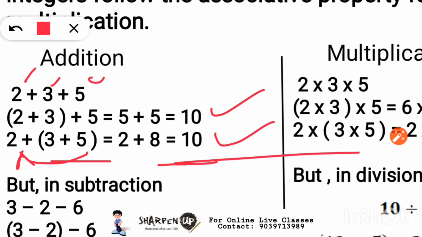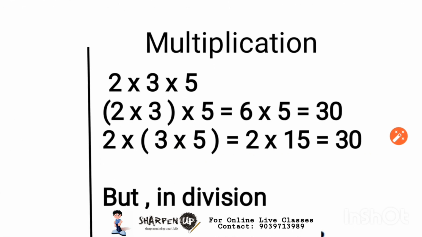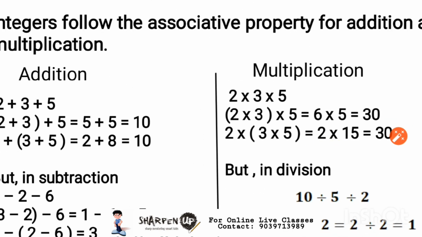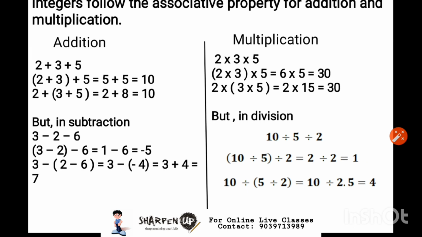Same with the multiplication. If I take 3 integers and multiply them, if I multiply any two of them first, then the result is multiplied to the third integer, the result doesn't change, as you can see here. But the same property is not applied to subtraction and division. As we can see here, if I apply the same property in subtraction and division, the results are different.